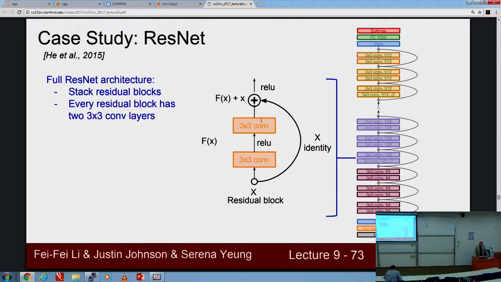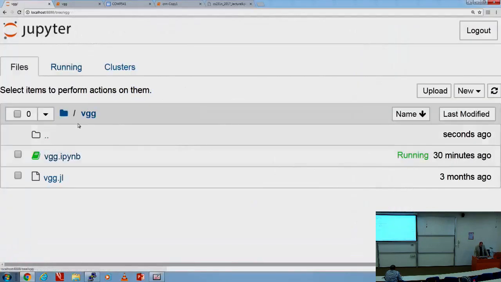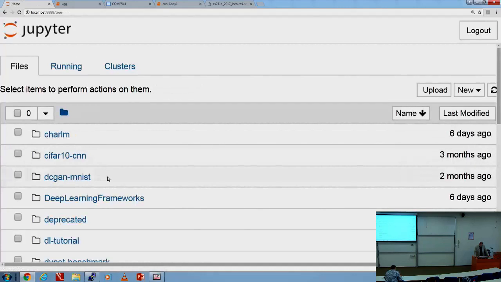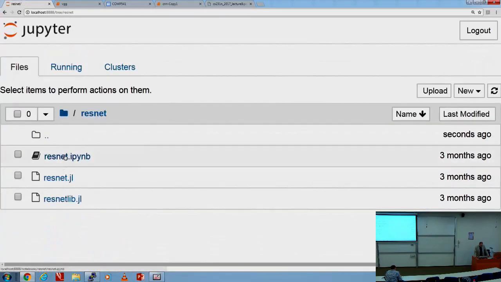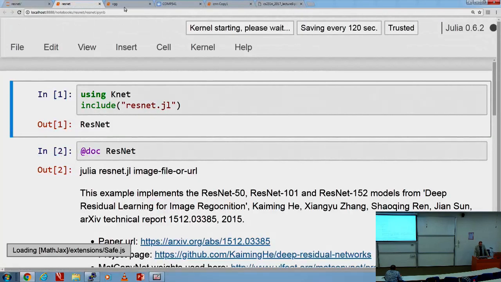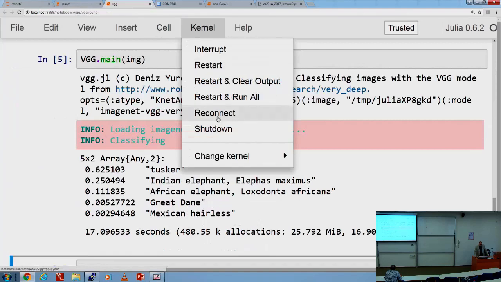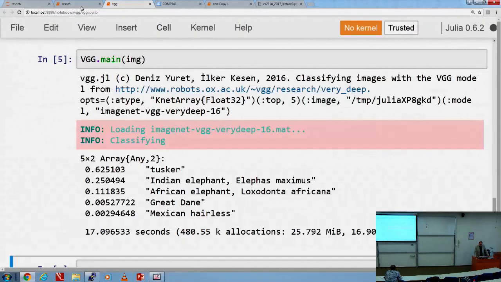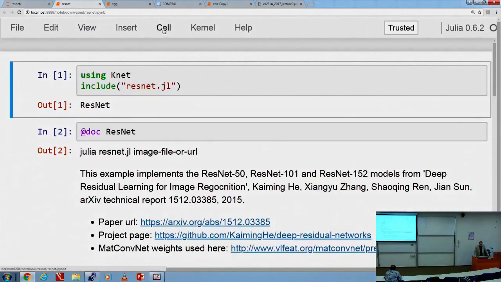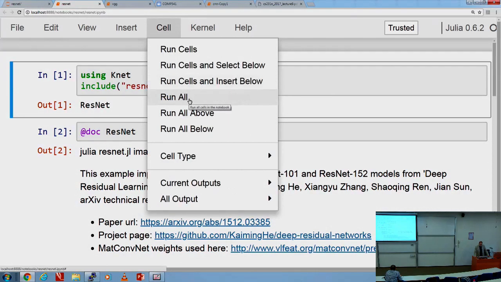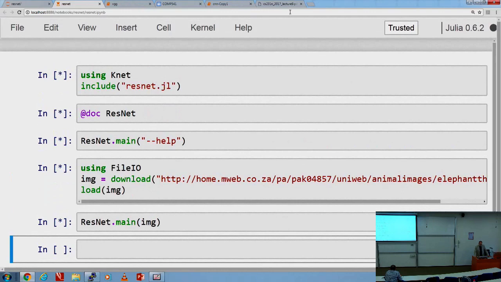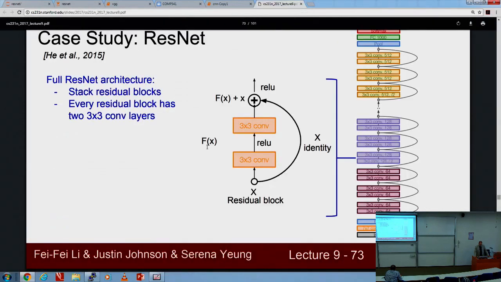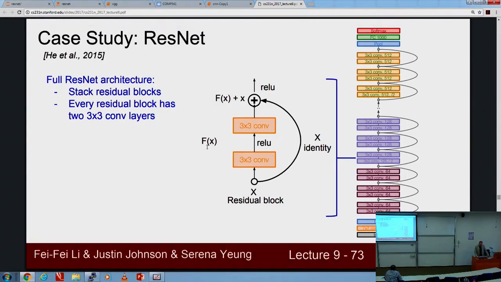We also have a ResNet demo. Do we have a ResNet demo? I think we do. Yeah, there's our ResNet. So you can do the exact same thing that we did with VGG using ResNet. Let me shut this down so we don't run out of memory. And you can look at the actual Julia file to see how John implemented this.